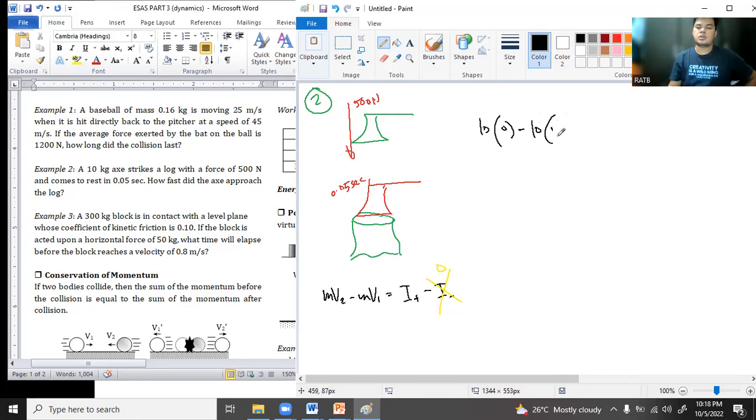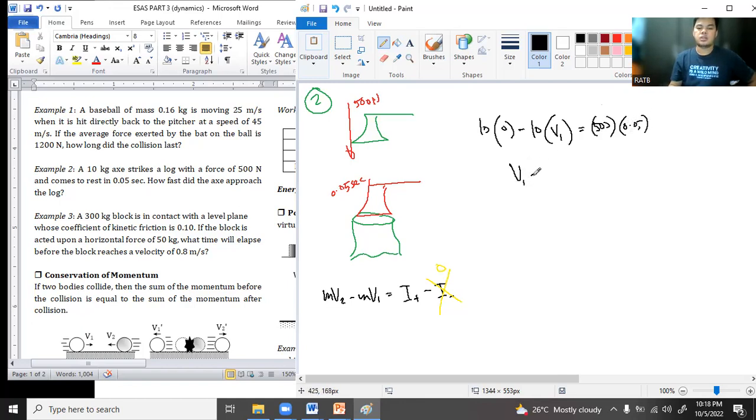This is the unknown. This should be equal to the positive impulse. Since there is no opposing force, we have here positive impulse only, that is force multiplied by the time t.